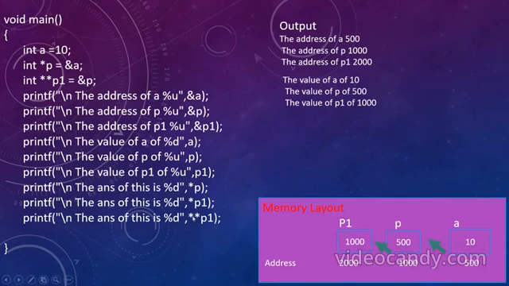Now look at this. I am doing **p1. So how will it work? It will first pick p1. p1 stores what? 1000. So it will do star 1000. Now the first star at 1000 gives me the value 500. Then it becomes star 500. Then star 500 gives the value, and it will print 10. So this should be the output.